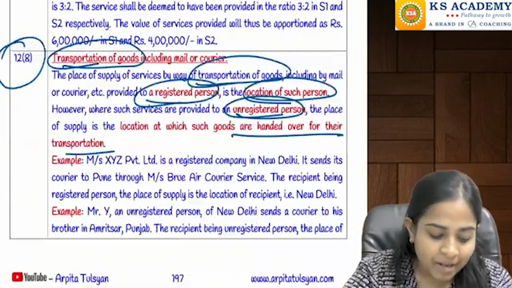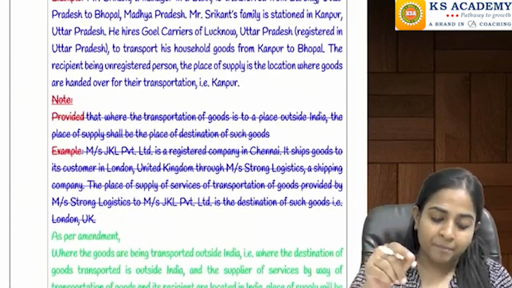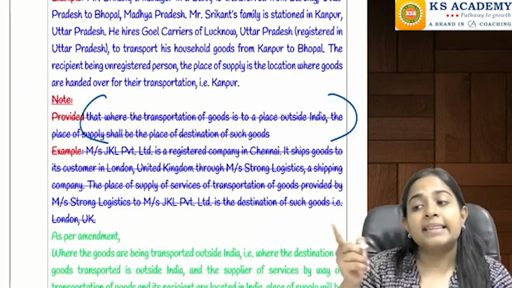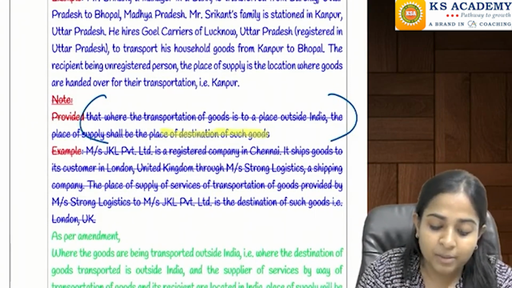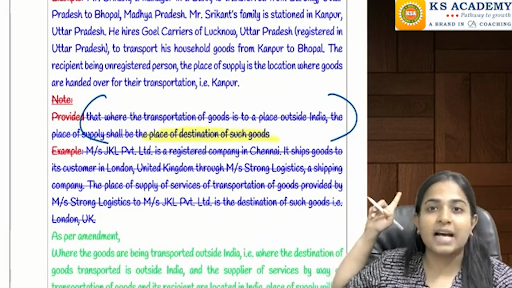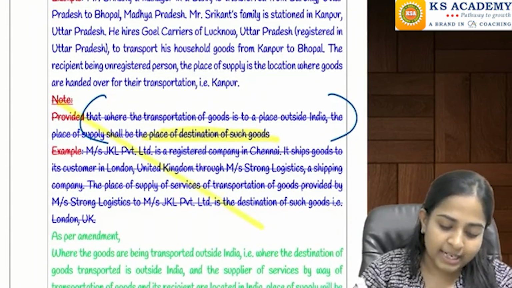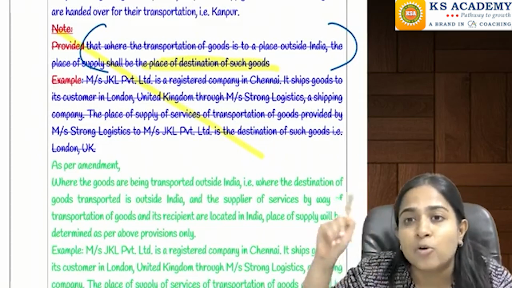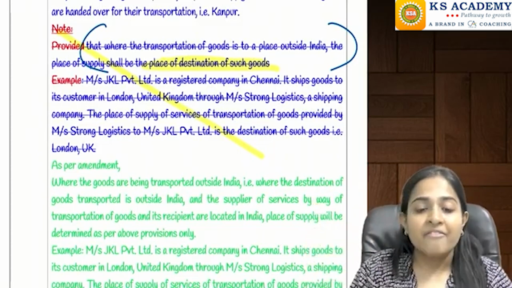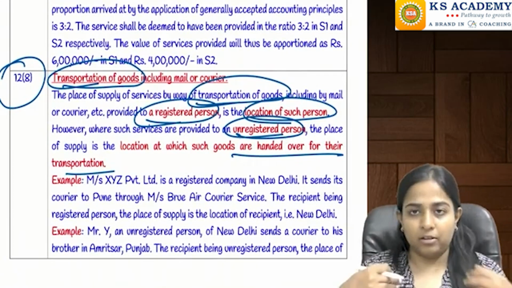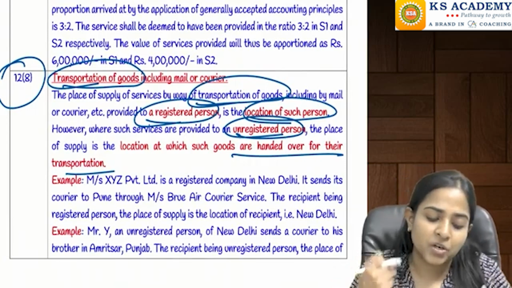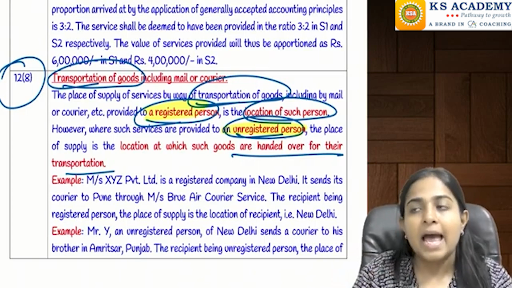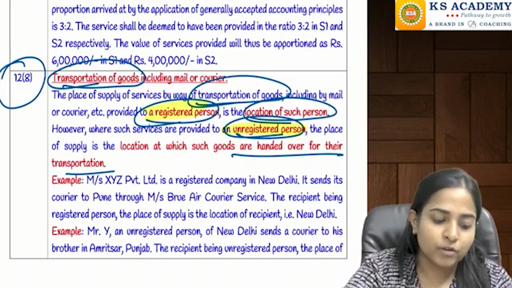This we had studied. In that there was a proposed amendment: what if the transportation of goods is going to take place outside India? Earlier they had said that the place of supply will be the place of destination of such goods, that is, outside India. But now they have totally cut that note and they are saying nothing doing. You don't have to see where the goods are going to go. You just have to see whether the person to whom you are providing the service of transportation is a registered person or an unregistered person. That much is sufficient, and on that basis you will determine the place of supply.